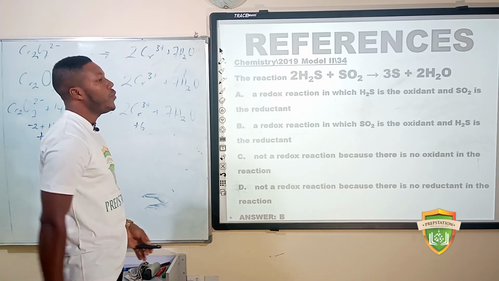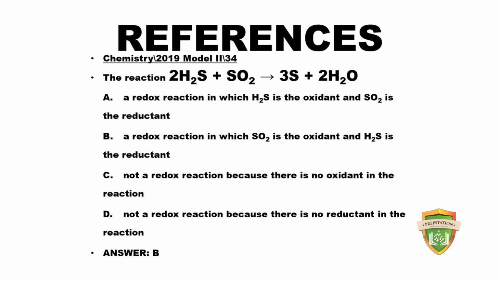Okay, these are some few JAMB questions gotten from this topic. If you look at 2019 Model 2, question 34, JAMB exams, the question was like this. The reaction 2H2S plus SO2 equals 2S plus 2H2O. That is hydrogen sulfide plus sulfur 4 oxide gives us sulfur and water. Now the question is, what is this reaction? A redox reaction in which H2S is the oxidant and SO2 is the reductant. Or a redox reaction in which SO2 is the oxidant and H2S is the reductant.